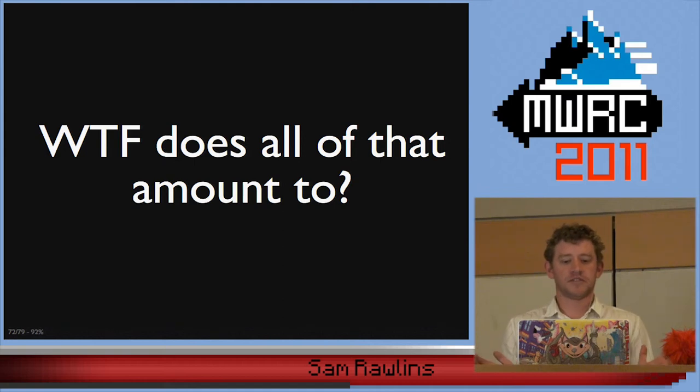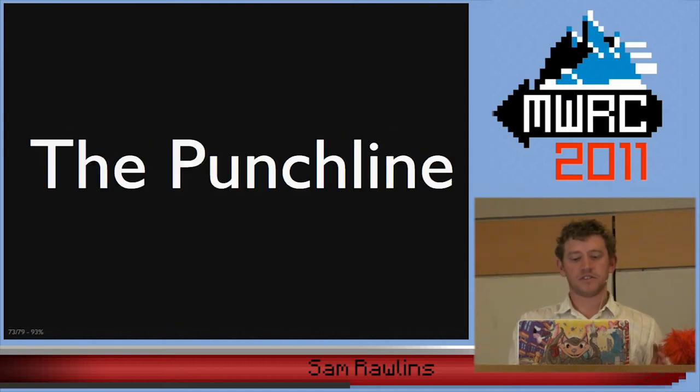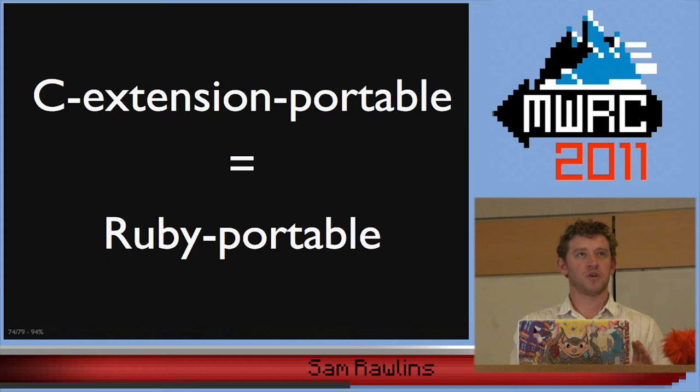So, WTF does that all amount to? It amounts to the punchline. C extension portable is the same as Ruby portable. This is very exciting. This is kind of one of the biggest excuses against using C extensions, was portability. And I claim that with all the work that the different alternative VM providers have been putting into it, they all support C extensions, and C extensions are now portable everywhere.